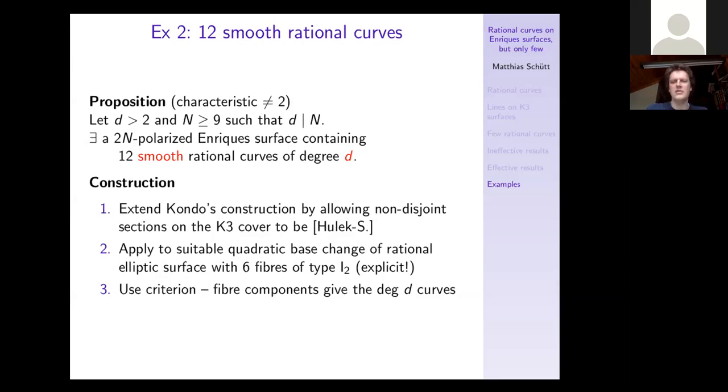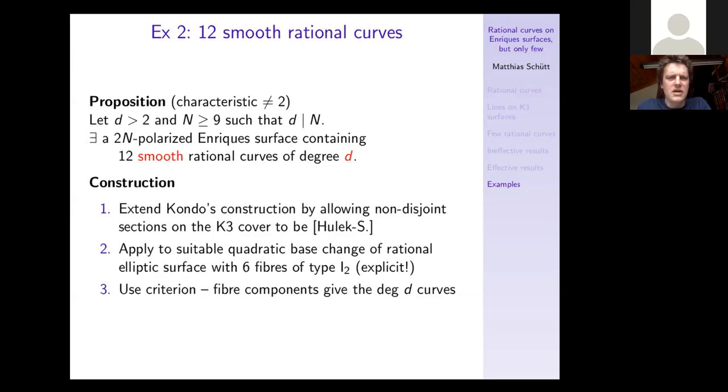So this is all. You can make this explicit in terms of equations, and then you just use the previous criterion to endow it with these very ample divisors. The fiber components then give you the 12 degree D curves. So this is quite straightforward.